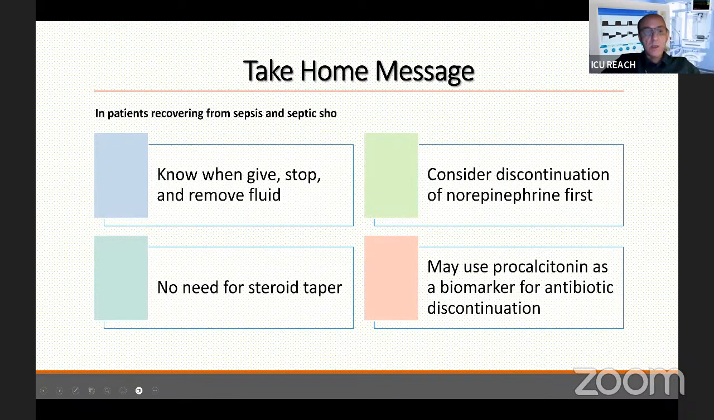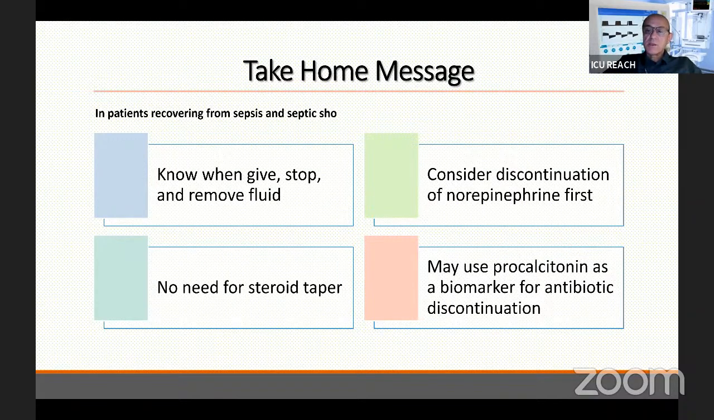Take-home message would be know when to give, when to stop, and when to remove fluid. Again, I would guide this based on 2 factors. Number 1, the perfusion status of the organs, and number 2, the fluid responsiveness results of the different techniques that you may have available in your ICU.